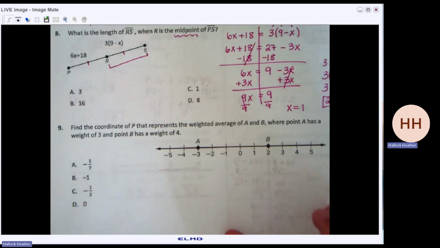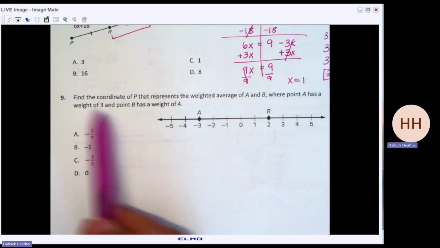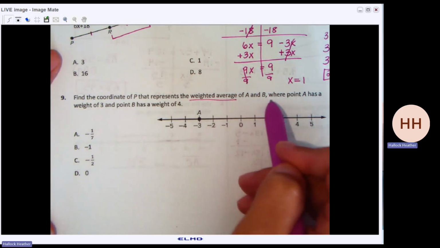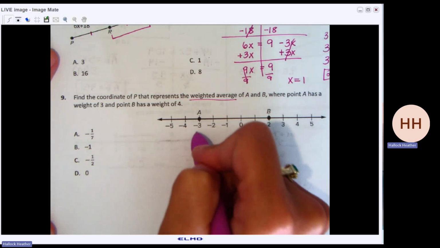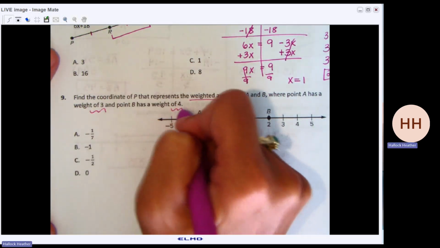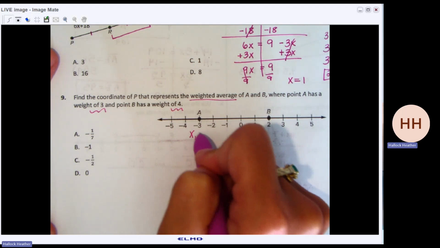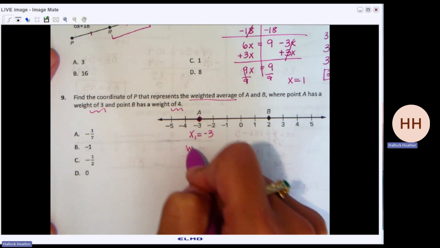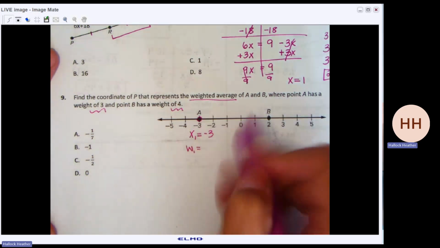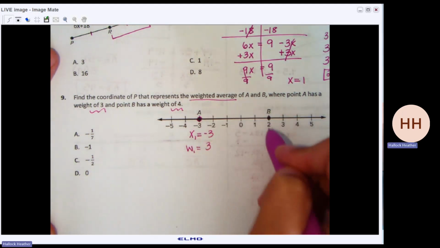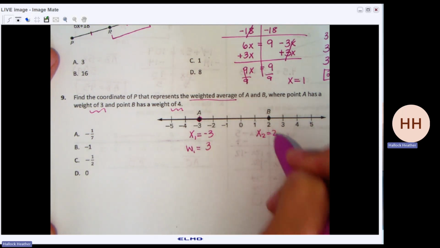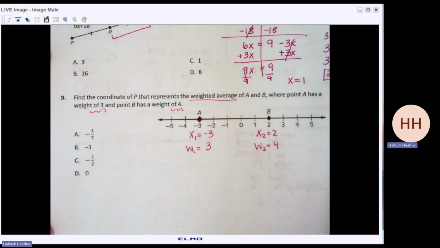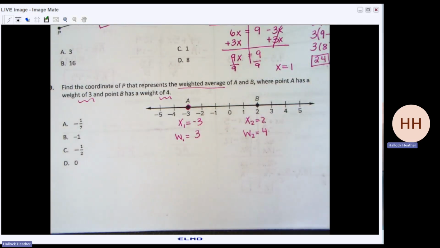Okay, question 9. Question 9 says, find the coordinate of point P that represents the weighted average of A and B, where A has a weight of 3 and B has a weight of 4. So I'm going to call this x sub 1. Its location is at -3 on my graph. The weight that goes with point A is 3. Point B's location is at 2, and the weight for point B is 4. So the point should end up closer to B because it has a heavier weight.